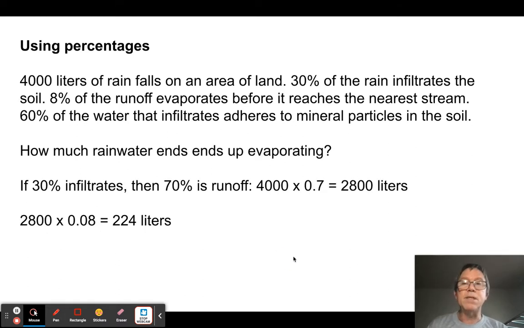Same problem, except in this case, I want to know how much rainwater ended up evaporating. Well, what I know is that 30% of it infiltrated. That means 70% of it did not infiltrate. So I take the starting value and I multiply it by 0.7, because 70% of it did not infiltrate. So this is how much water was left at the surface and didn't go into the soil. And I'm told of this water, 8% of it evaporates before it reaches a stream. So that means I have to multiply that by 0.08, and this is how much water evaporated.